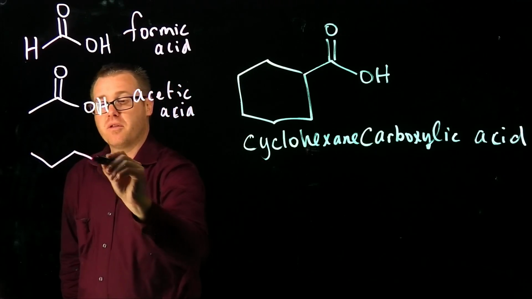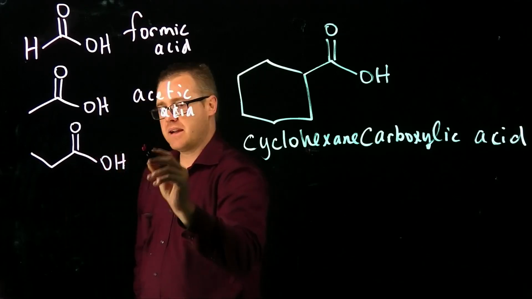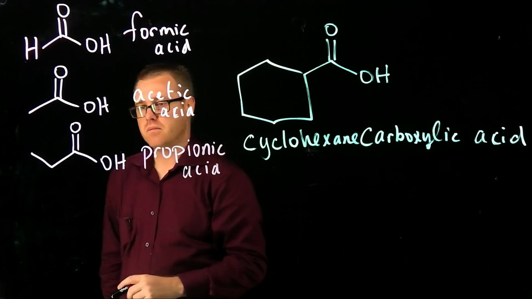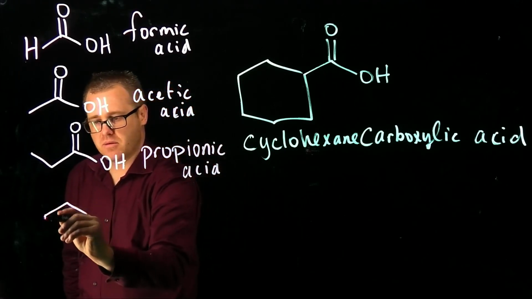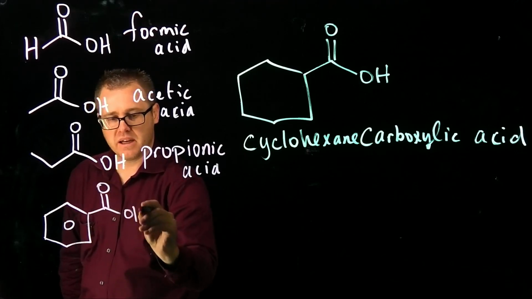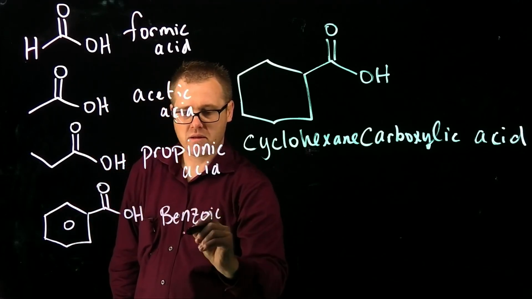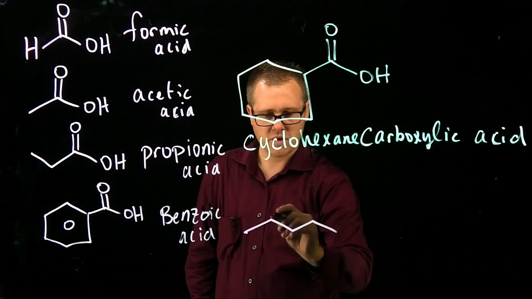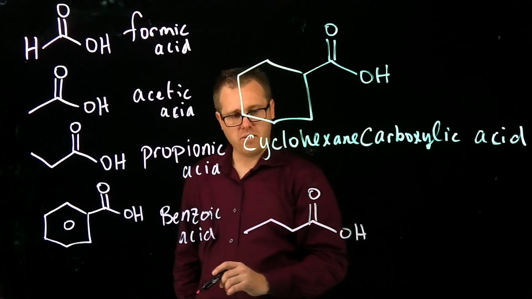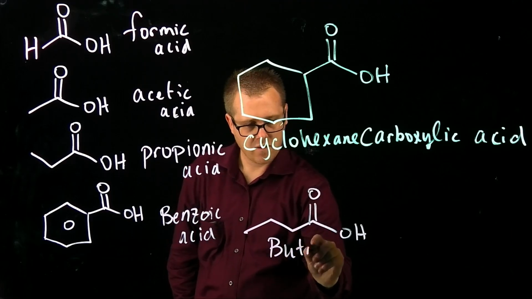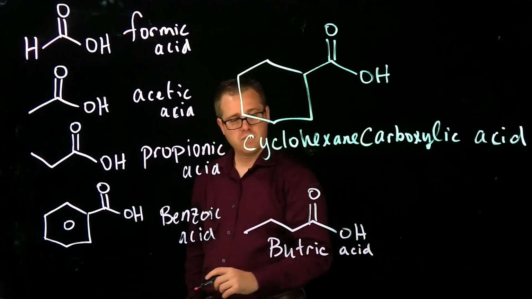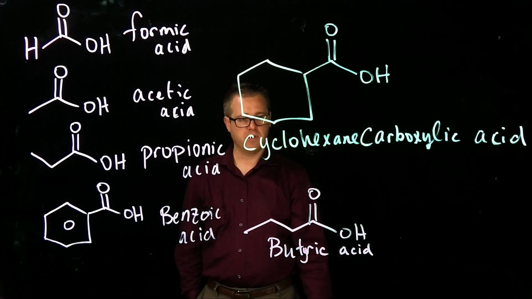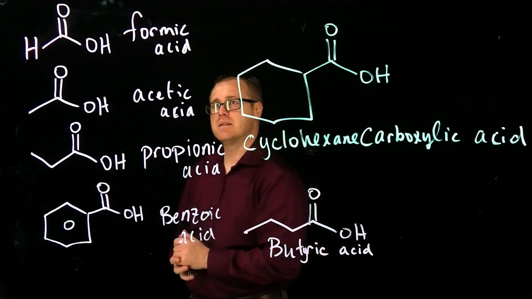We have one with three carbons, and that one's called propionic acid. We have a benzene derivative here, which we've seen before. That would be benzoic acid. And we also have another one with four carbons: 1, 2, 3, 4. And that one is butyric acid. I did not spell that right. Put a Y right there. Okay, butyric acid. Those are some common carboxylic acids with their common names.